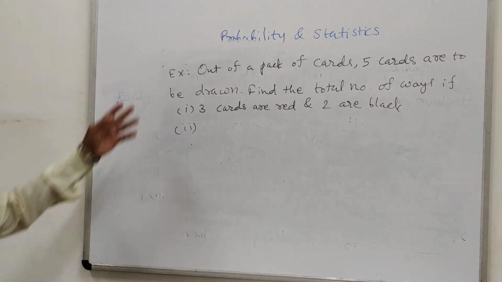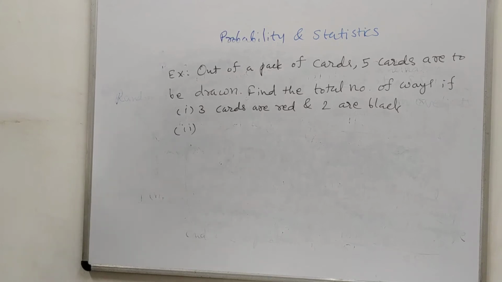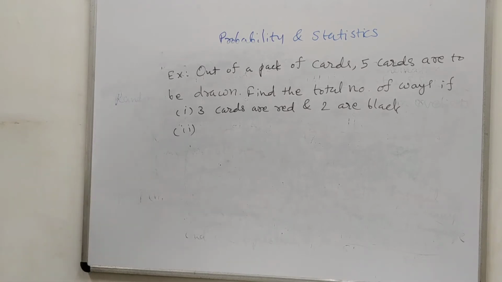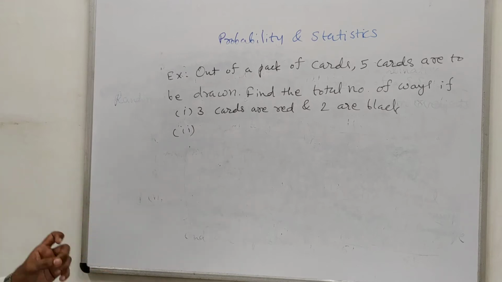Here, from the given first line, out of the pack of cards, 5 cards are to be drawn. It is very simple because we know that a pack contains 52 cards, and from 52 cards we can draw 5 cards in 52P5 ways. But this is not sufficient because conditions have been put in the question. That means among the 5 drawn cards, 3 cards must be red and the other 2 cards must be black.